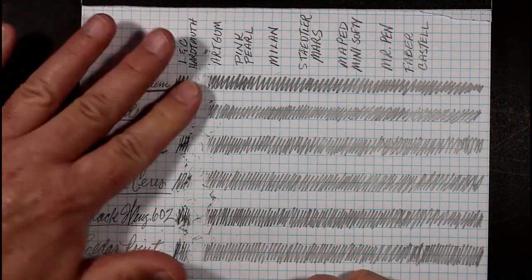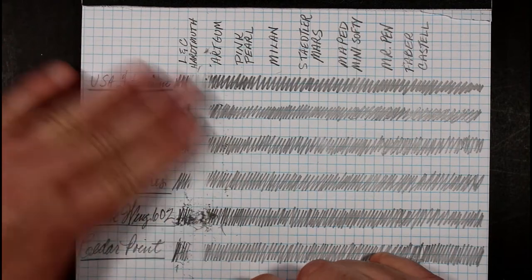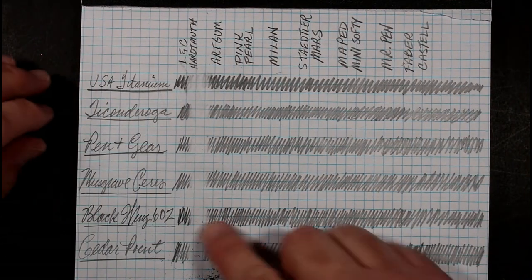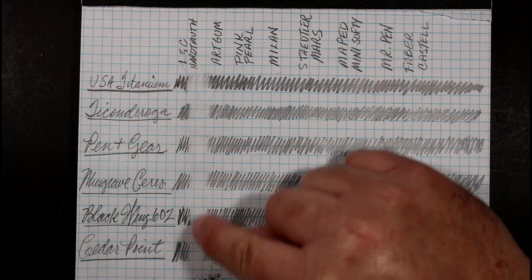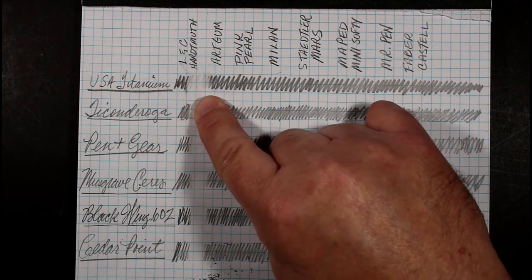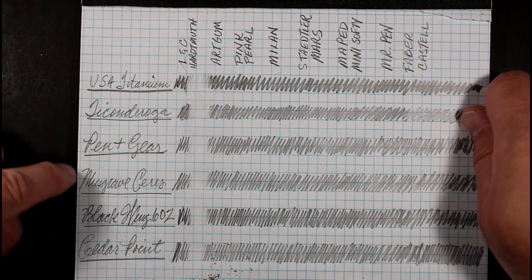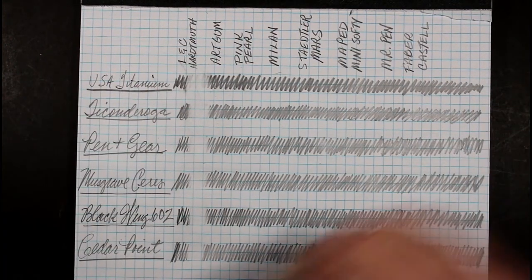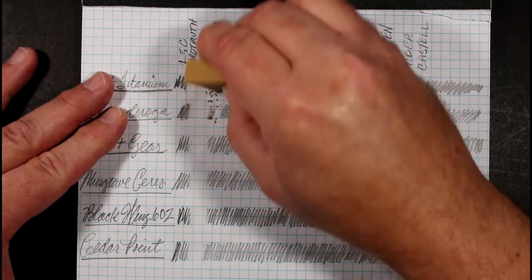Okay, so we've got some crumbs, not a ton, but there are definitely some eraser crumbs there. And as we look down, you can see that this eraser performed better on some than on others. The USI titanium didn't do that great of a job at all, nor the Ticonderoga, which left a little shadow. The Pen+Gear, the Musgrave, the Blackwing, the Cedar Point did a pretty decent job.